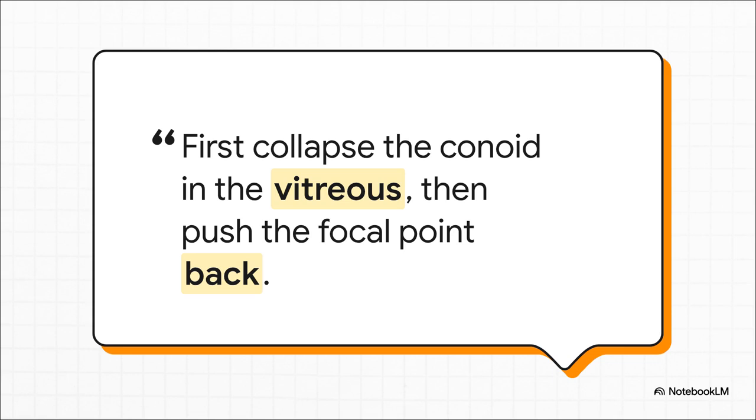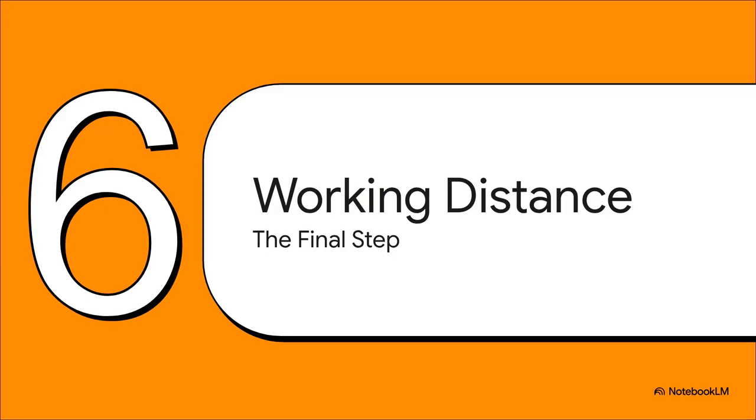Then, use plus cylinder to pull the deeper posterior line forward until it hits the anterior line, effectively collapsing the conoid into a single dot right there inside the vitreous. Finally, you just use minus sphere to push that single focal point backward until it rests perfectly on the retina. It's honestly a brilliant way to keep all the optical action entirely inside the vitreous, suppressing accommodation the whole time. All right, final stretch, Section 6, Adjusting for Working Distance.